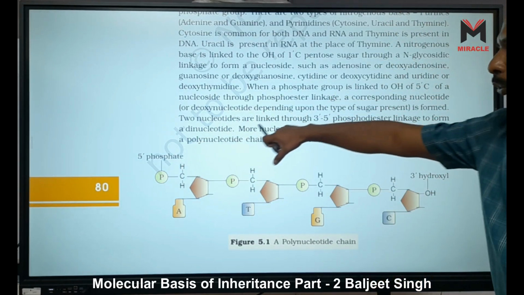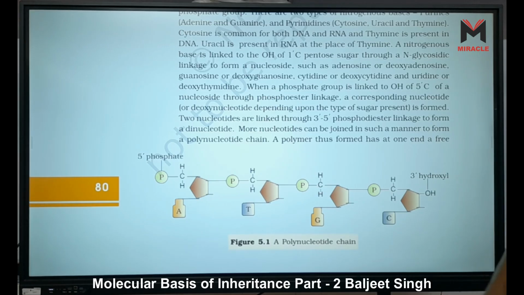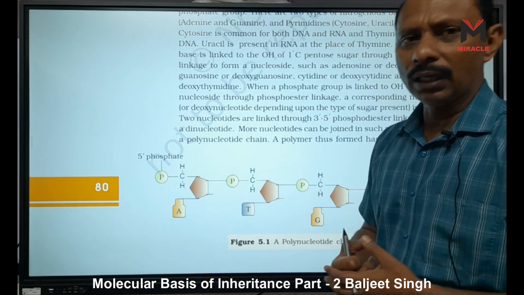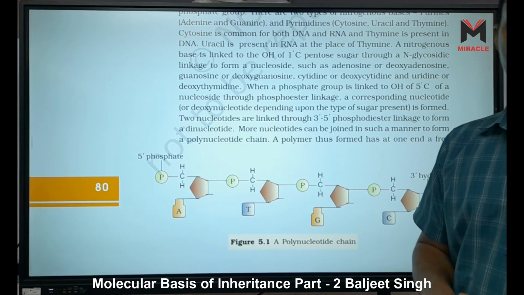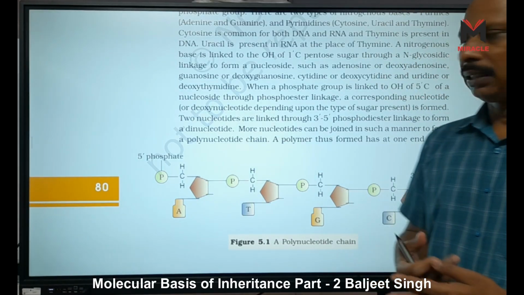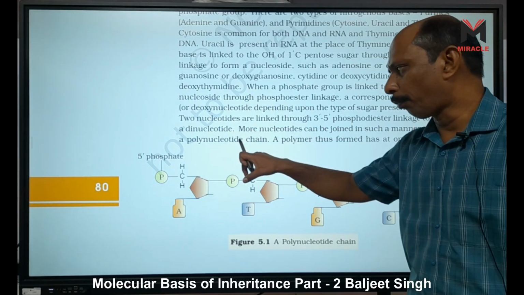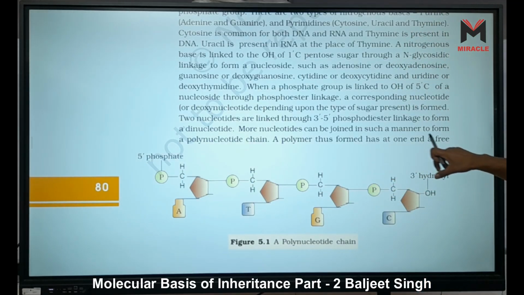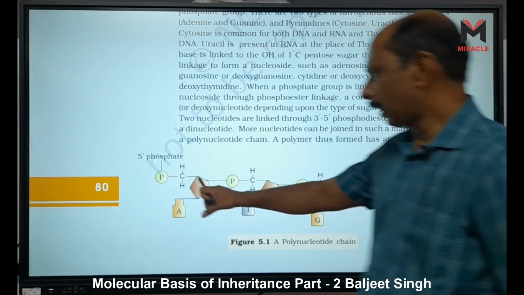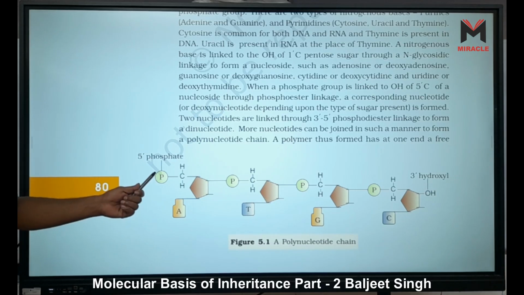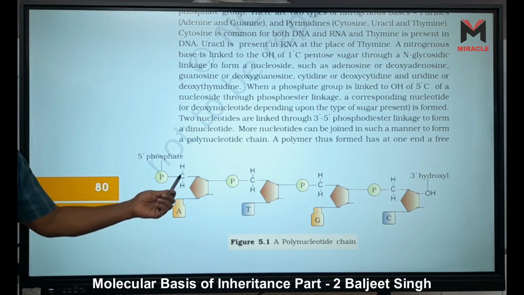Here we can say a sugar phosphate backbone is formed. This 3'-5' phosphodiester linkage forms the sugar phosphate backbone, and it is responsible for the formation of the strand for RNA as well as DNA. More nucleotides can be joined in such a manner to form a polynucleotide. A polymer thus formed has at one end a free phosphate moiety, the 5' phosphate. This is phosphoric acid, and this is the fifth carbon.